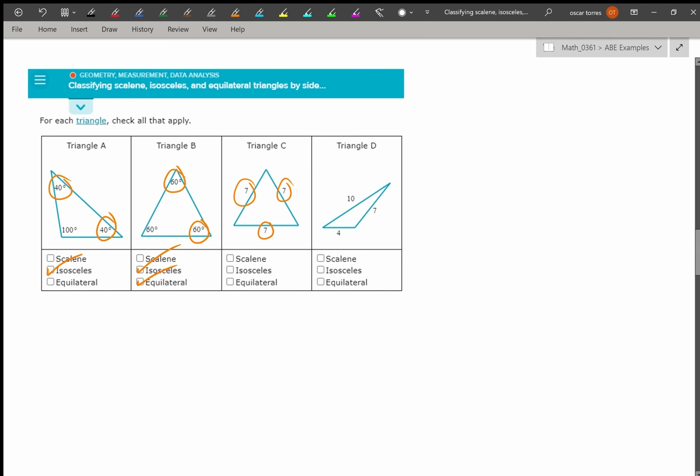For triangle C, we have the same sort of thing happen. All three sides are the same, so it is equilateral. But because at least two of the sides are the same, we also consider it to be isosceles. And for triangle D, we have a 10, a 4, and a 7. They're all different sides, so we consider it to be a scalene triangle.